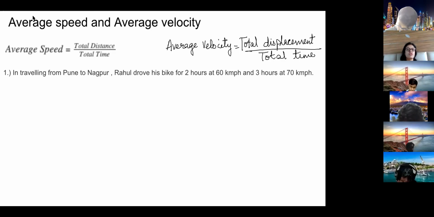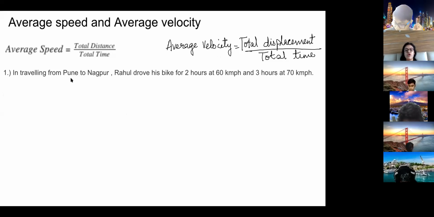So these two formulas. Now, how do we solve these types of questions? All of you have noted down the formula: average speed and average velocity. Average velocity is a vector quantity, average speed is a scalar. That is why it is total distance upon total time. Average velocity is total displacement upon total time.